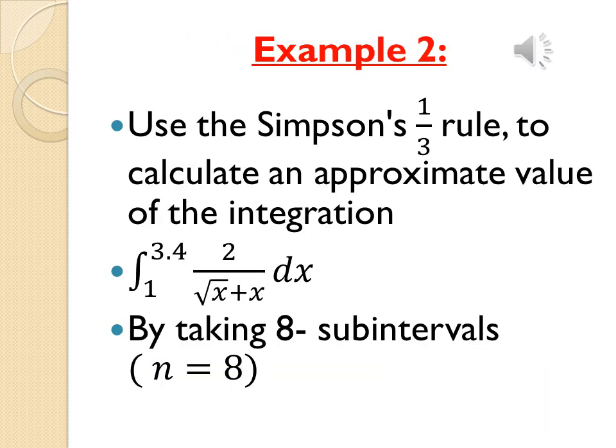Example 2 about Simpson. Use Simpson rule. Remember, Simpson rule is only for an even number of intervals. So h equals b minus a over n, an even number, not odd. So use Simpson's third rule to calculate the approximate value of the integration, same example, from 1 to 3.4 of 2 over square root x plus x dx, by taking 8 subintervals. So n equals 8. That's an even number, so we can use Simpson.